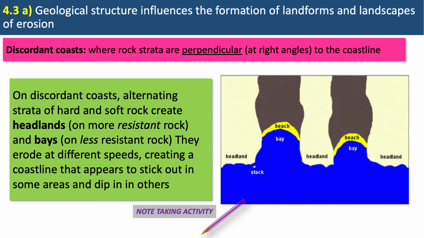Okay, so we just asked you to make some notes as usual about discordant coastlines. It is a lot easier than it looks. Just make sure you're reading the information super carefully. Once you get a grip of what we mean by concordance or discordance, you'll be able to understand why there's different rates of erosion and different landforms at different areas of coastline around the British Isles.